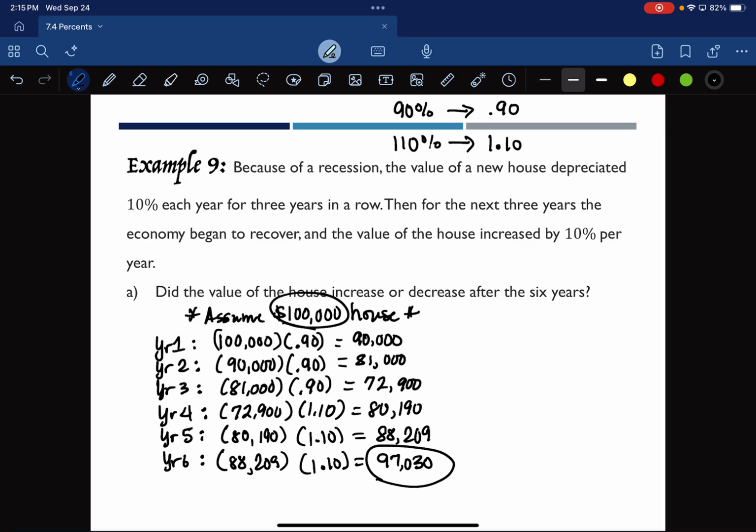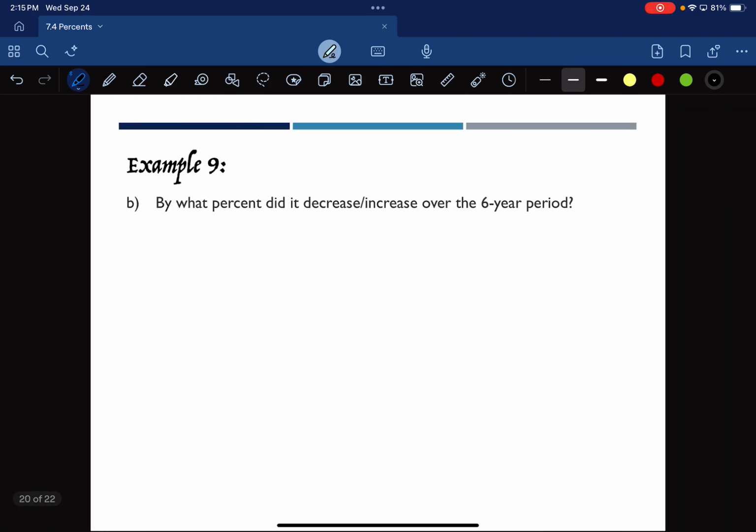Did the value of the house increase or decrease over the 6-year time frame? It decreased. And it doesn't have anything to do with starting at 100,000. If you'd started at a $1.5 million home, we would have had the same result. At the end, it would be worth less after 6 years than it was originally. The second question also still works even if you started with a different value of home. It wants to know by what percent it increased or decreased over that time frame.